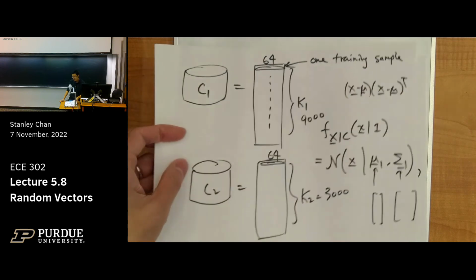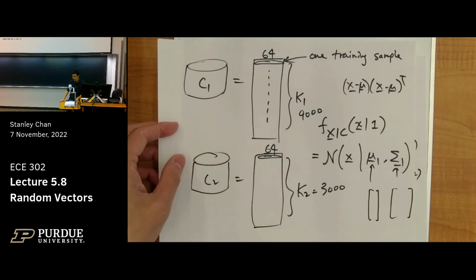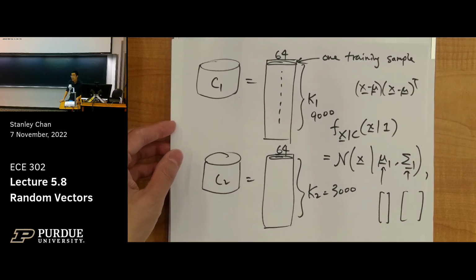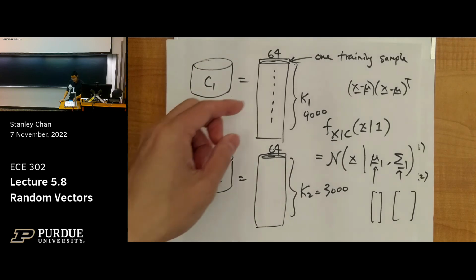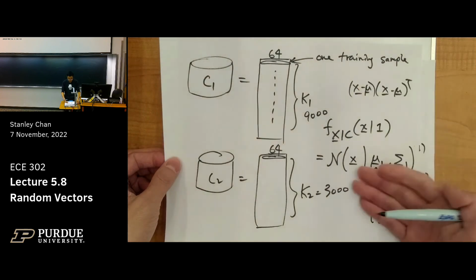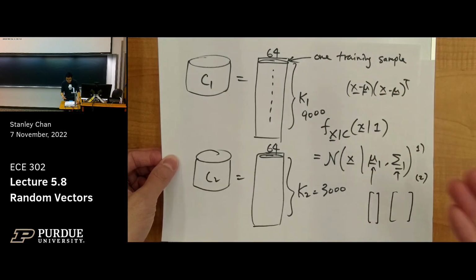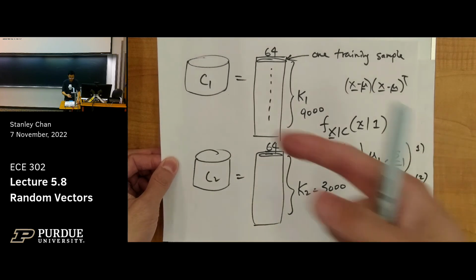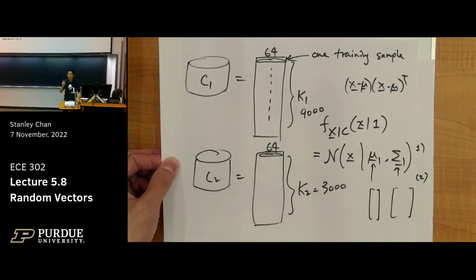If you type a command and it runs out of memory or your computer freezes, that means you're doing the wrong thing. If you're doing the right thing, it should come up immediately. Okay, so this is how you can get the mean vector and also the covariance matrix. You repeat this process for both class C1 and class C2, and you're done with the training.